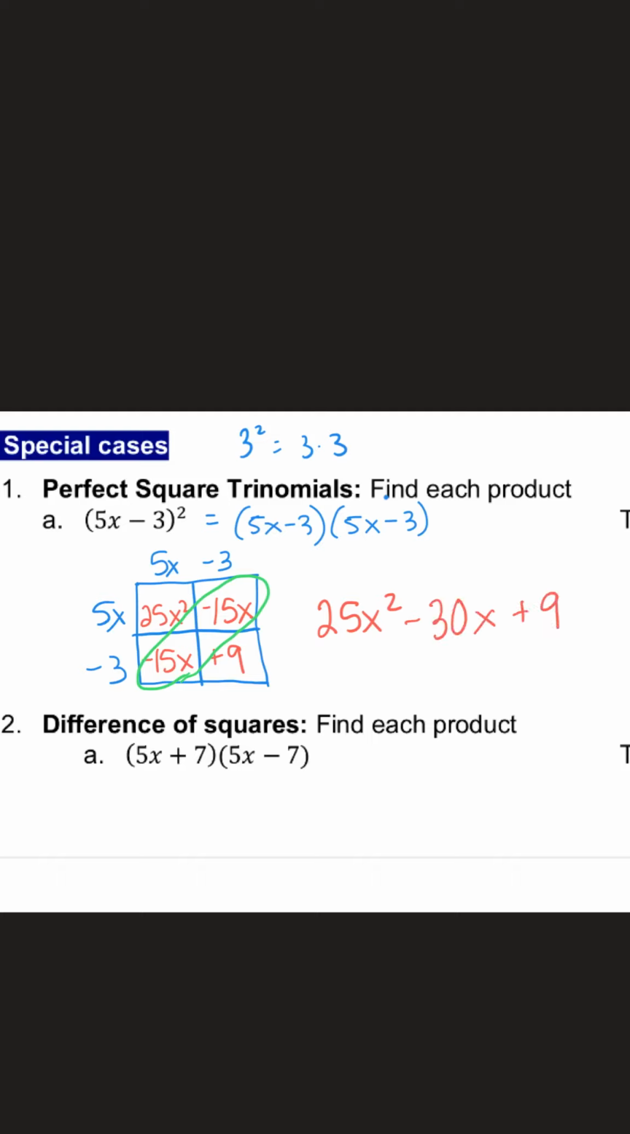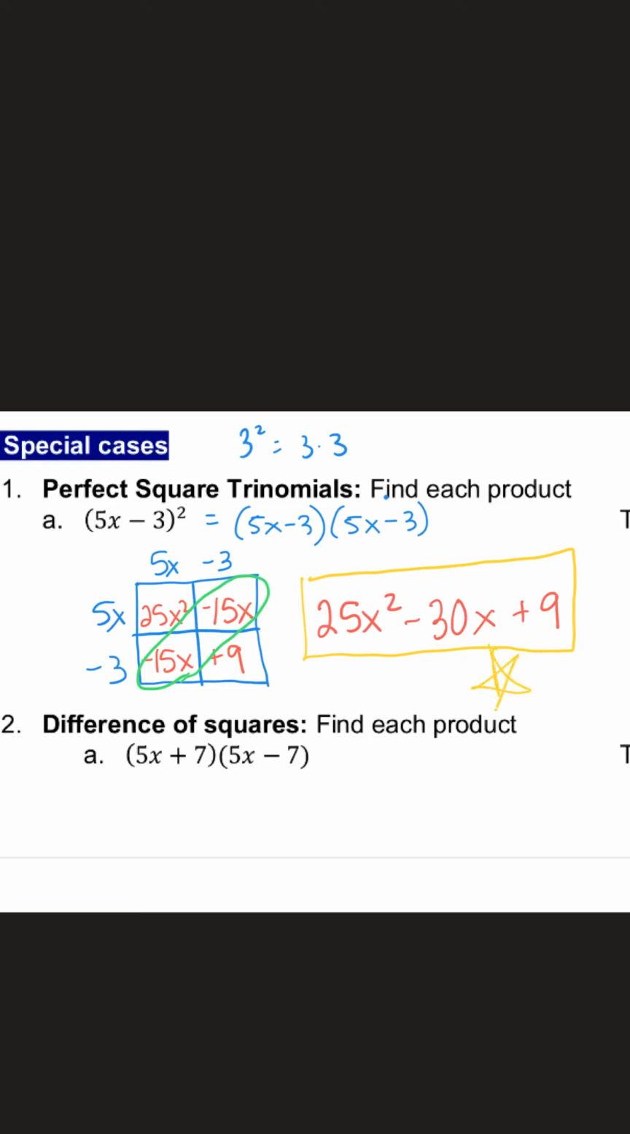plus 9. Now this is what's called a perfect square trinomial because the first and last terms are perfect squares. 25 is a perfect square and so is 9. And also because it's what you get when you square a binomial.